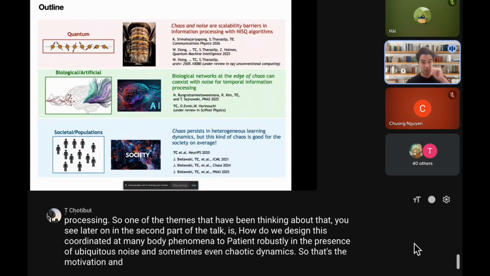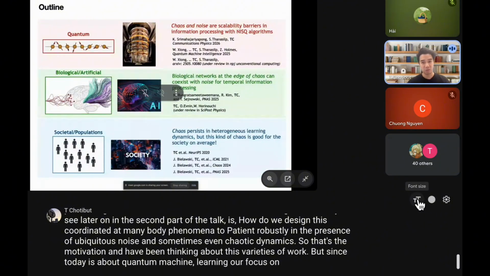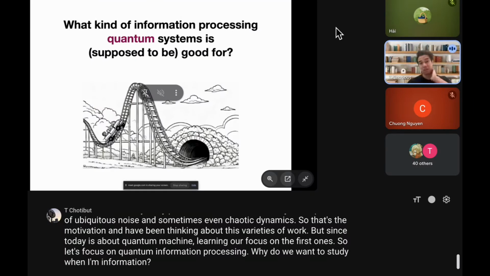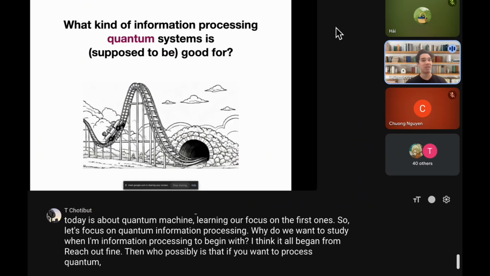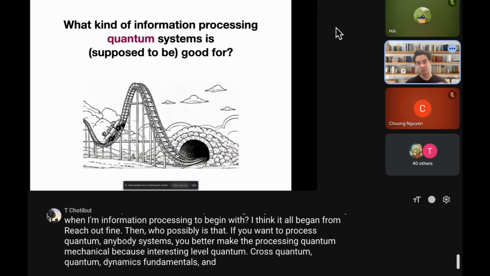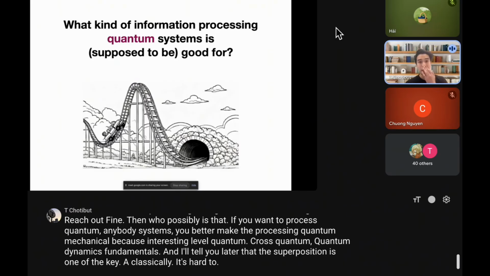So that's the motivation, and I've been thinking about a variety of work, but since today is about quantum machine learning, I'll focus on the first one. So let's focus on quantum information processing. Why do we want to study quantum information processing? To begin with, I think it all began with Richard Feynman, who postulated that if you want to process quantum many-body systems, you had better make the processing quantum mechanical, because at the intrinsic level quantum dynamics are fundamental, and I'll tell you later that superposition is one of the keys, where classically it's hard to simulate.